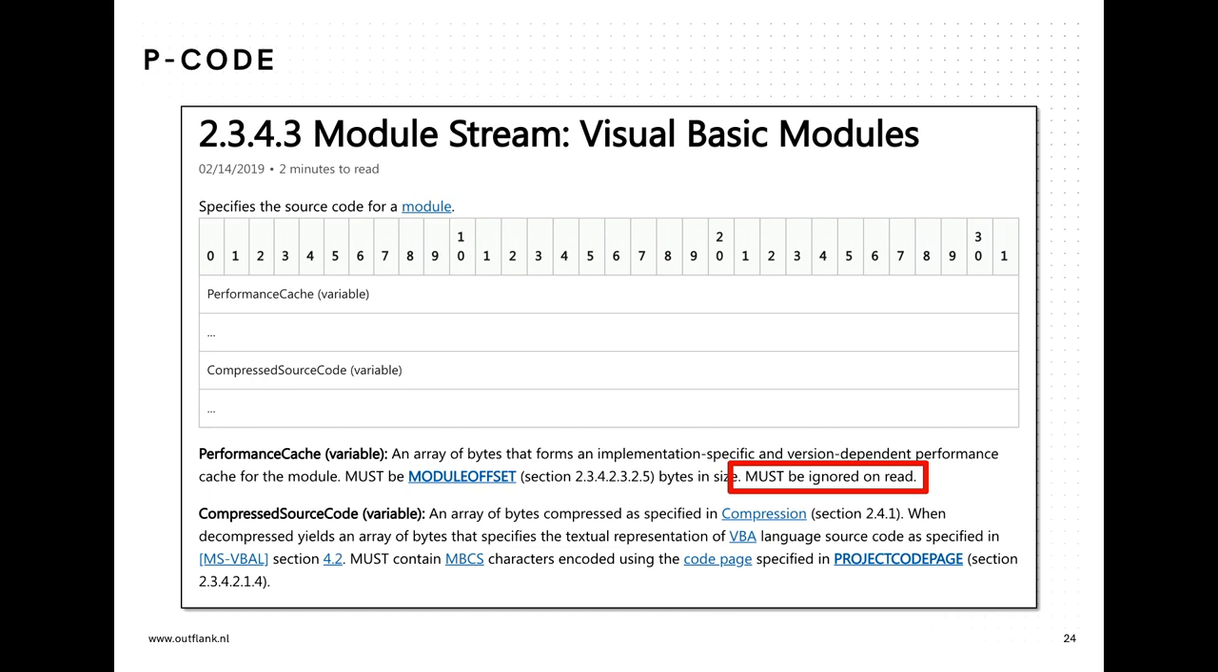And that is P-code. There is a layer under VBA for the VBA engine where there's some sort of intermediary code. And if the file version of the Excel or Word file matches the version of the Word or Excel host, then the VBA code is completely ignored and the P-code is being run instead.